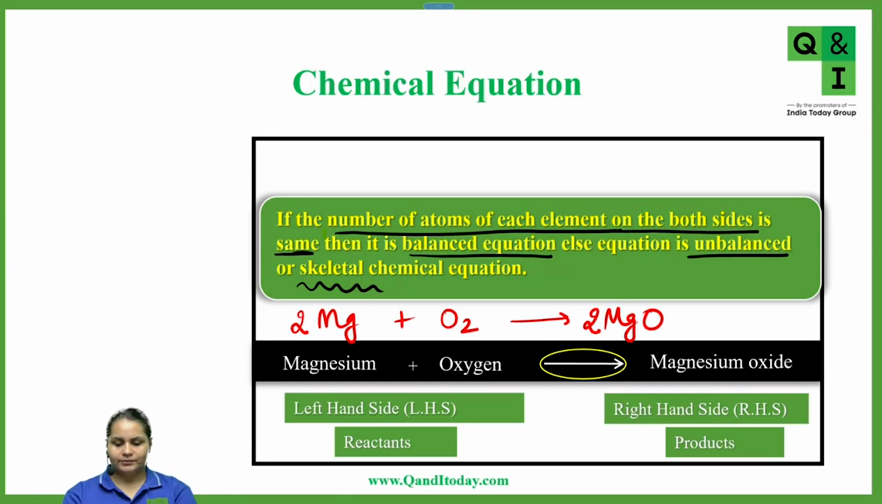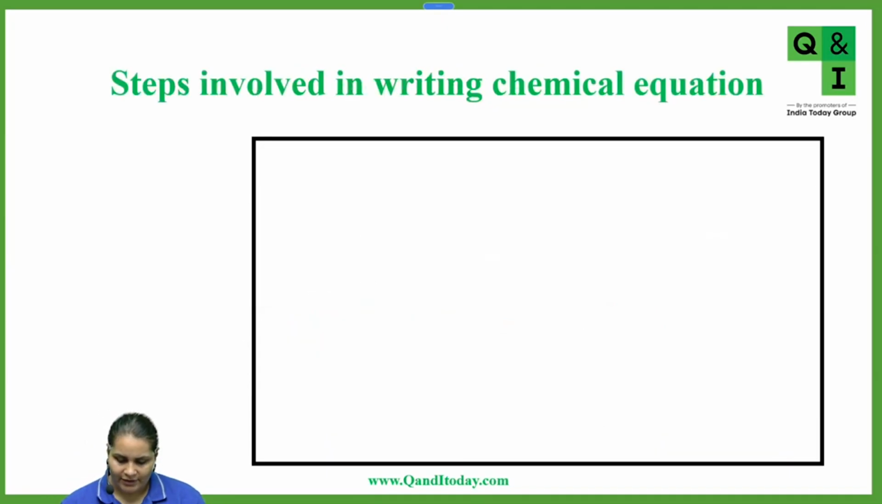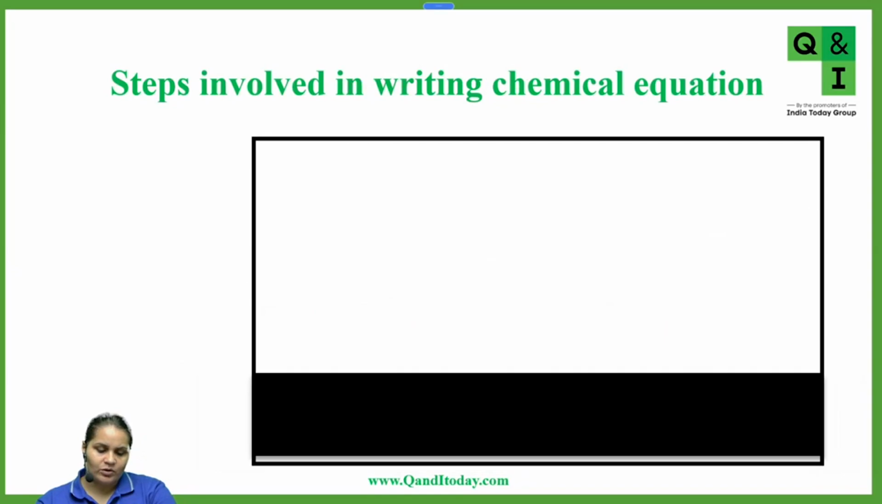And on the product side? 2. For oxygen? 2 atoms. And for both sides we have 2, right? Very good. Okay, so how do we write a chemical equation?